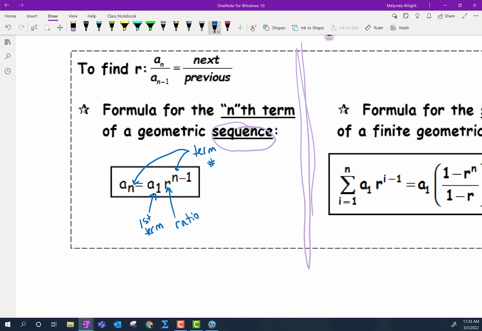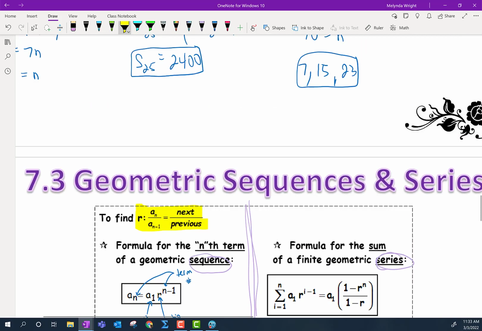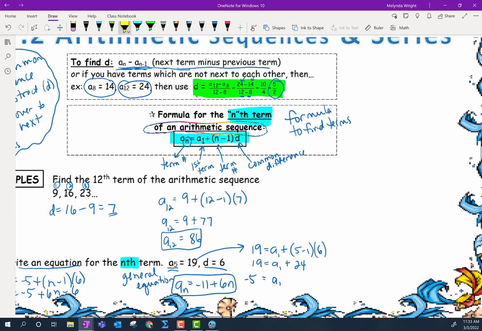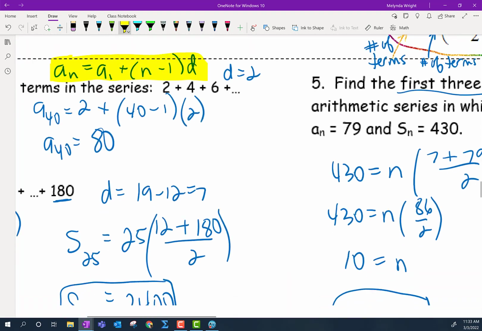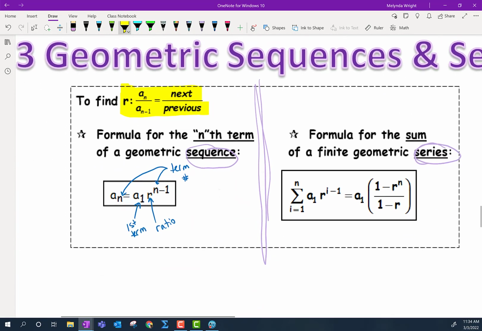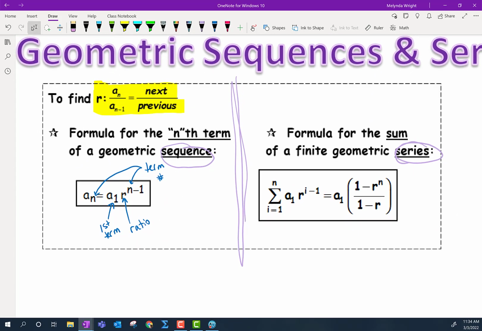Our common ratio is this formula right up here. It's a little trickier than the arithmetic formula because you've got to have the next term over the previous term. Unlike arithmetic, where we could find the common difference even if the 8th term and 12th term are separated, with geometric we can't. We have to have the numbers together in sequence. If they're not, we have to use some kind of formula, or maybe solve a system. It's a little more complicated.